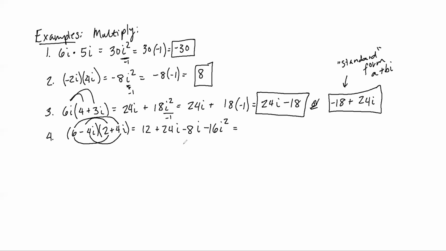Now, a couple things we can do here. We can combine our like terms in the middle. So we're going to have 24 minus 8 is going to give us 16, so 16i. I can also change this i squared to a -1. So we're going to have -16 times -1. Now, if I go ahead and multiply that, we have 12 plus 16i.